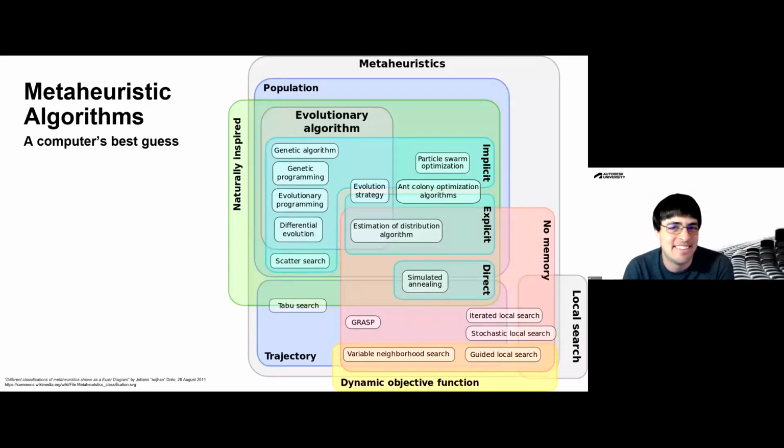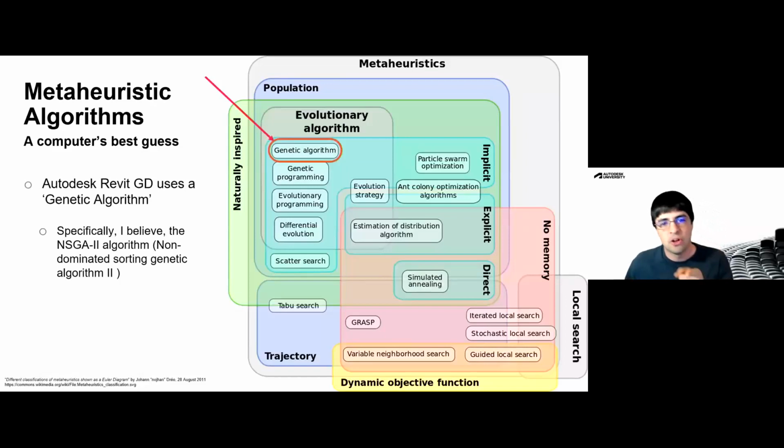Right. So here's the chart. This is a nice graphic. There's a whole bunch of metaheuristic algorithms. A computer's best guess is a really good way to summarize it. A lot of these are nature inspired. Now the Revit generative design solver uses a genetic algorithm. So we're going to look at those first to sort of explain, I guess, the starting point.